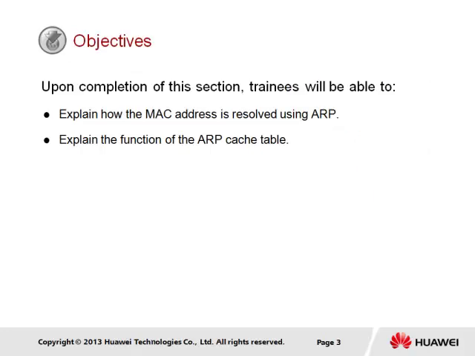Upon completion of this section, it is generally expected that trainees will be able to explain how the MAC address is resolved using ARP and explain the function of the ARP cache table.